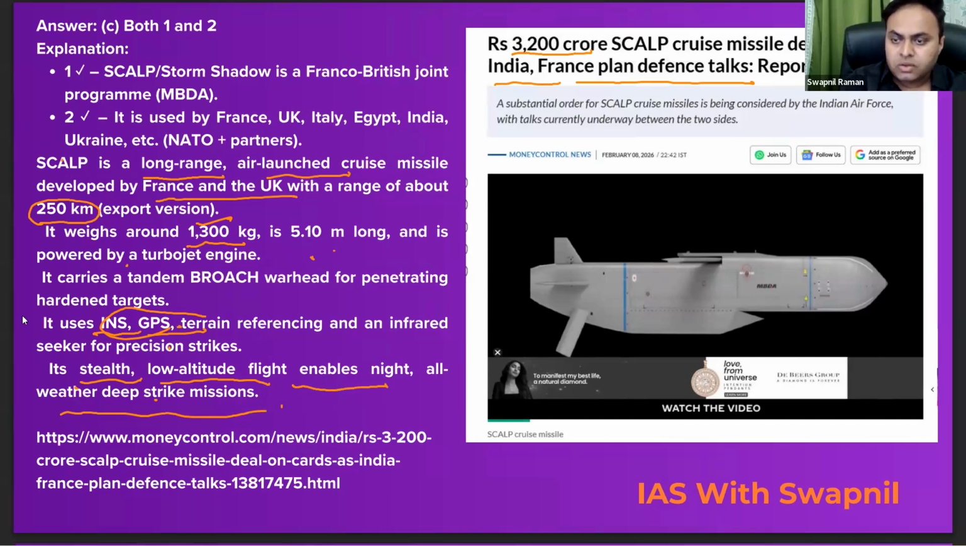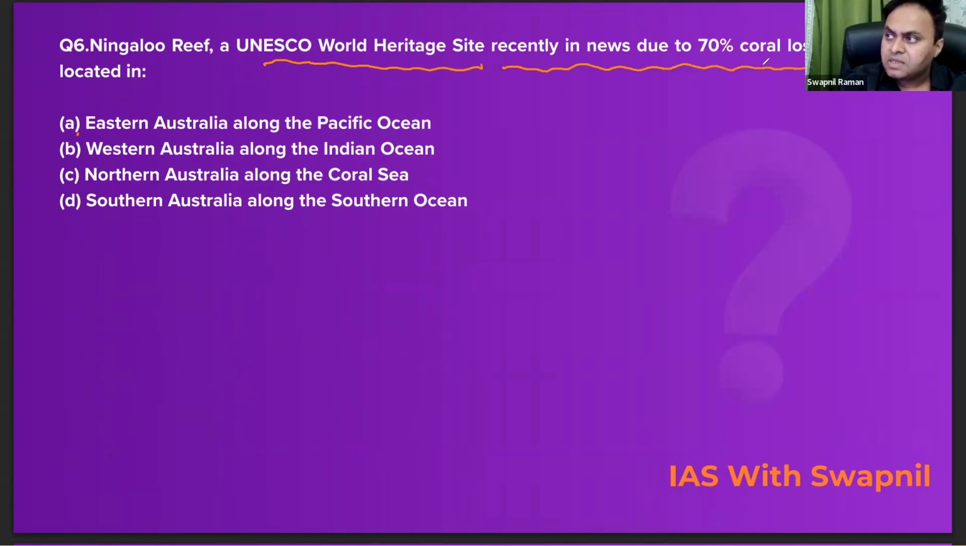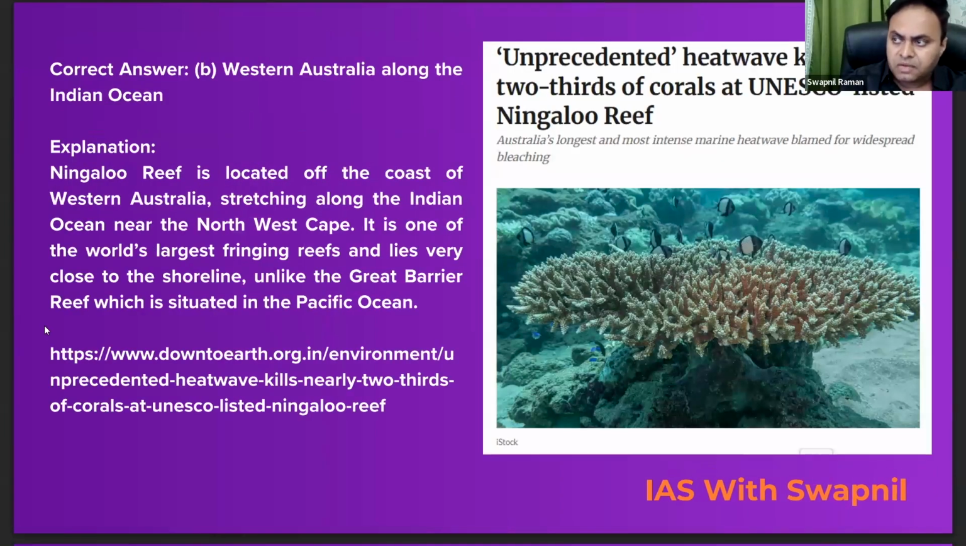Chaliye, now let's move on to the next question. So look at the next question, question number 6. The Ningaloo Reef, a UNESCO World Heritage Site, recently in news due to 70% coral loss or the coral bleaching, is located in. It is located in the Western Australia along the Indian Ocean. So B for Bombay would be the correct answer. Look at the explanation part. See, it is going to be a very important question, right?